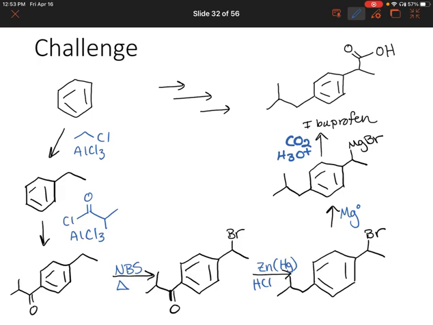Now again, this is just one way to synthesize ibuprofen. There might be other ways, so maybe you did this slightly differently. So you can always message me your synthesis pathway and I can take a look and see if there's anything that might not work. But otherwise, I think we'll stop here.